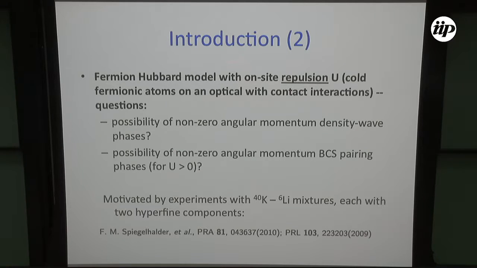Our proposal would be that we answer this question in the positive, that this is possible, with only on-site repulsion, everything short range, yet we can have non-zero angular momentum density waves. We're inspired by these experiments where one looks at mixtures of two fermions, each species coming with two hyperfine components. So it's like two SU(2) fermions.